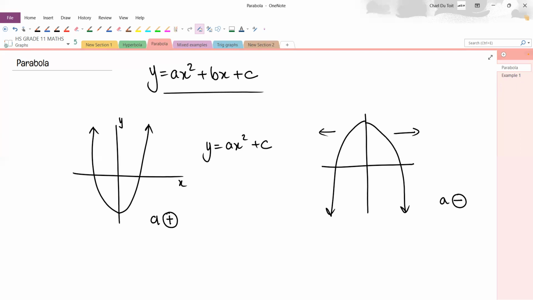So we need to be able to draw these graphs. I'm just going to get some stuff on my computer that makes it easier for me just to copy and paste. I don't have to redraw everything. Grade 11. Graphs. Okay, right. So let's start with some examples.